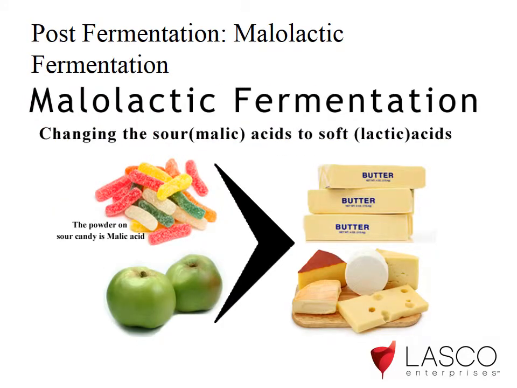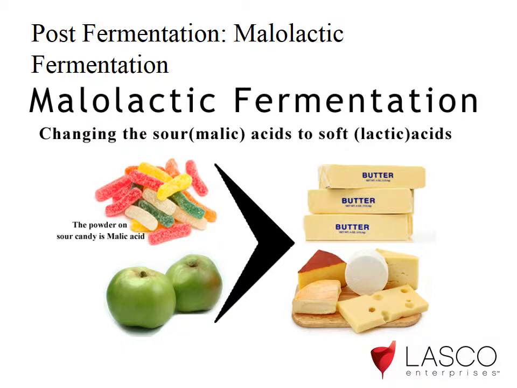After fermentation is complete, the winemaker is faced with many decisions to determine the style of his wine and how to prepare it for bottling and eventual sale. One such decision is whether or not to encourage malolactic fermentation. This process can take place either during or after the primary fermentation.